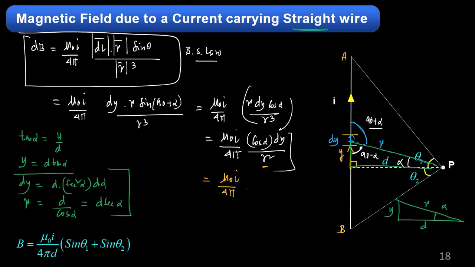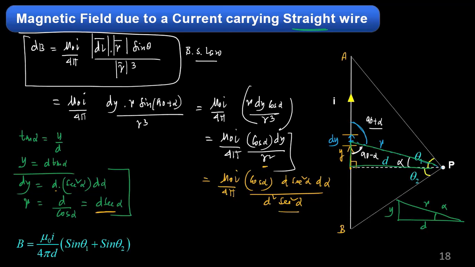Okay. Multiplied by cos alpha. Cos alpha is there. What is dy? dy is basically d into sec square alpha d alpha. So d into sec square alpha d alpha. And what about the r square? R square is d square sec square alpha. So d square sec square alpha.